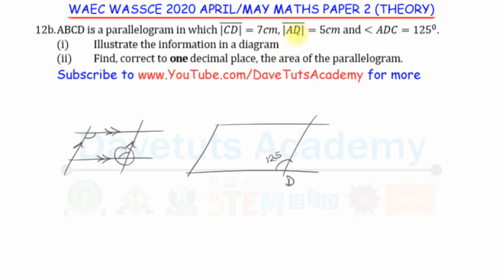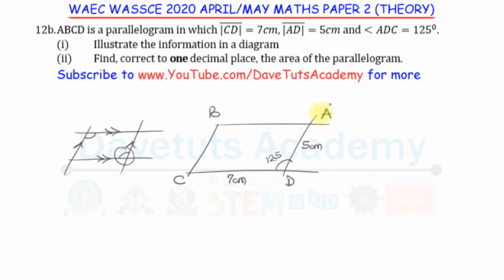Then we are told that AD is 5 centimeters and CD is 7 centimeters. Between these two, which one is longer? You can see that this is the longer one. So this will have to be CD, and this will be 7 centimeters. And here will have to be A, so that this is AD, and this will be 5 centimeters. So it is the understanding of how a parallelogram looks that will enable you to solve this question correctly. Since I now know this is AD, this is CD, of course the last vertex will have to be B. So I've drawn my parallelogram ABCD as requested. So this is my rough.